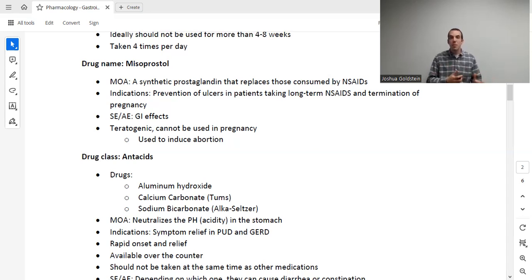Many of you may know this from the abortion pill. Also, please note, this medication is absolutely teratogenic, nothing to talk about. It will cause an abortion in a patient that is pregnant. You do not give this to a patient that's pregnant. Generally, most guidelines say do not even give this to a female of childbearing age.